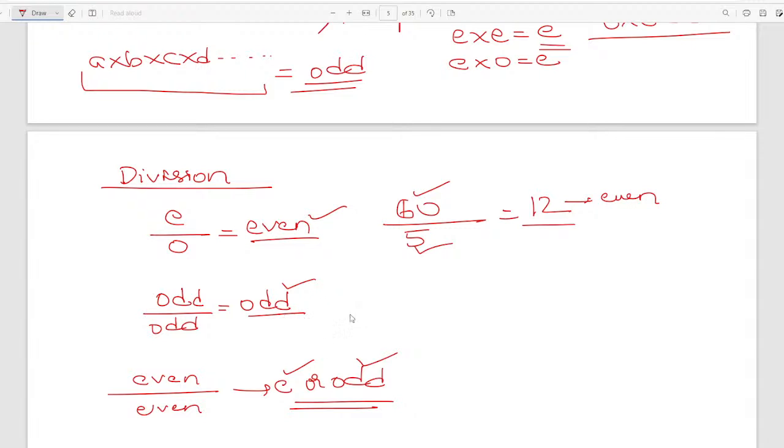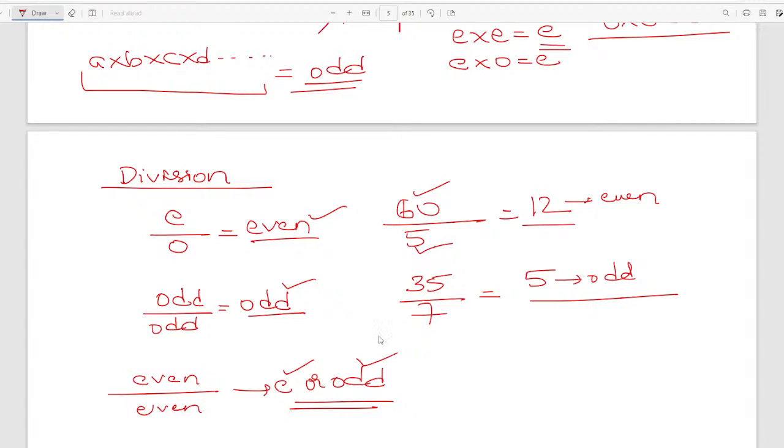Whenever you are dividing an odd number by an odd number, you cannot get an even number because there is no 2 in the numerator. For example, if I take 35 divided by 7, they both are odd. This is 5, which is also odd. And when you are dividing an even number by an even number, you can get even or odd, anything. There is no particular rule for this.